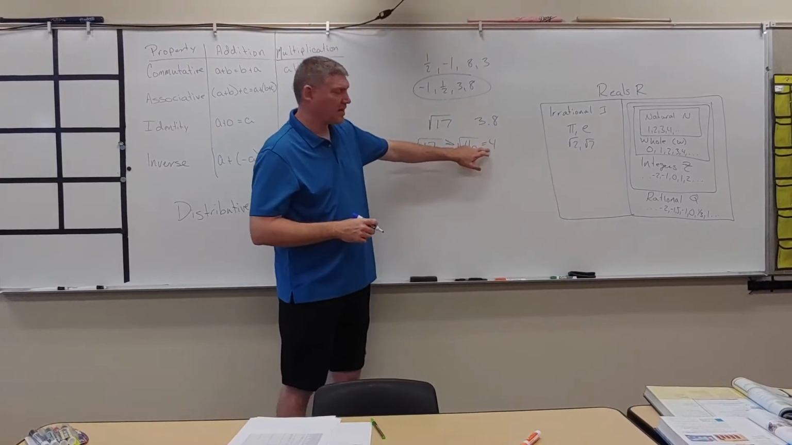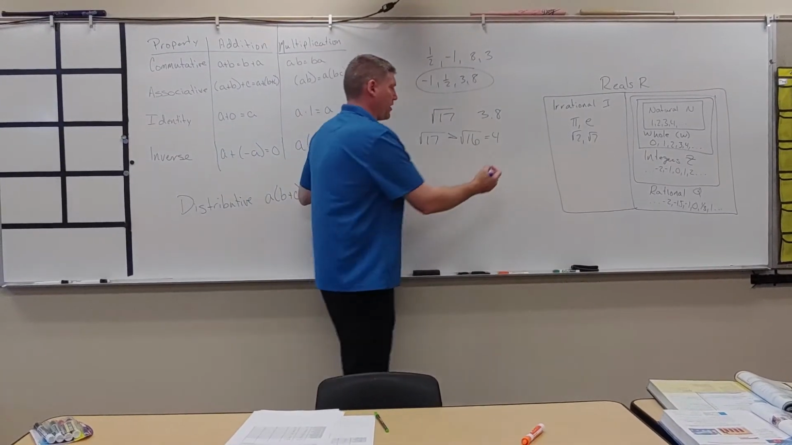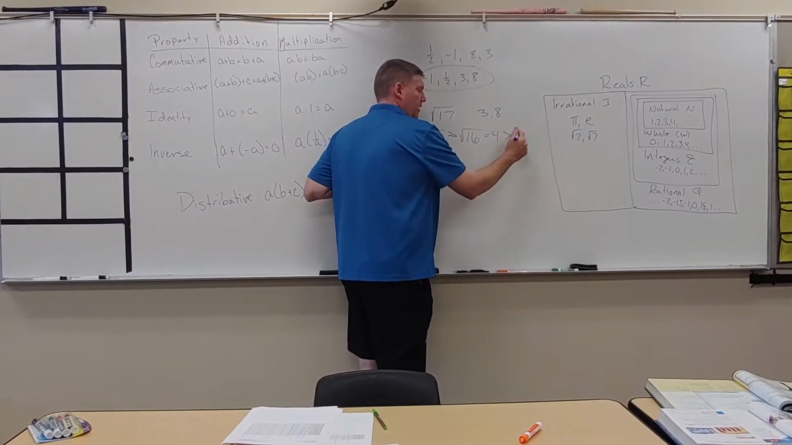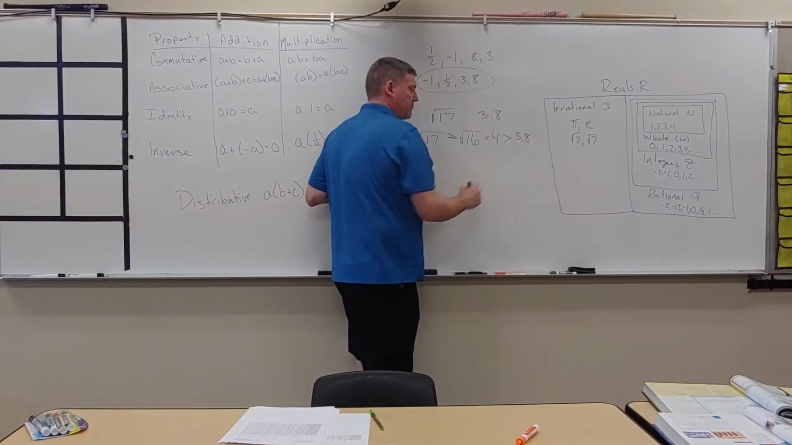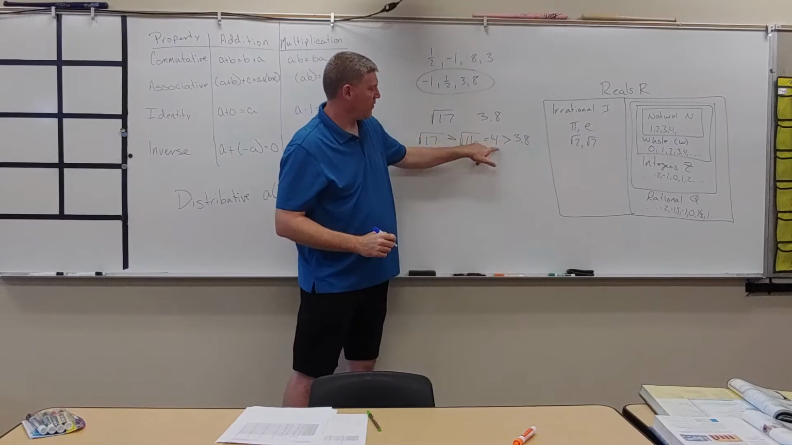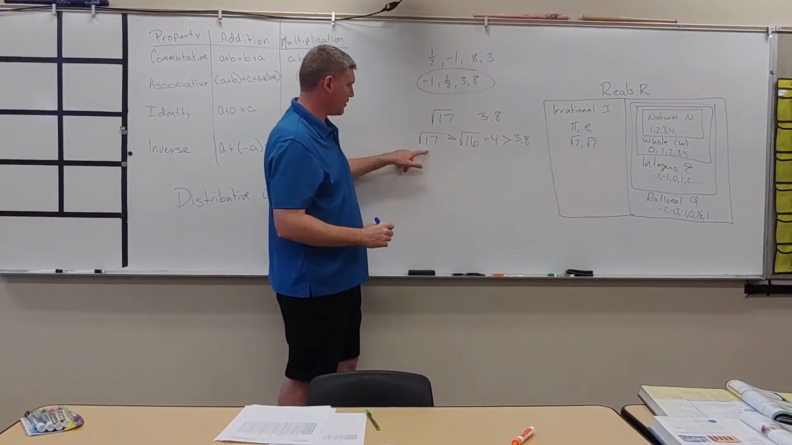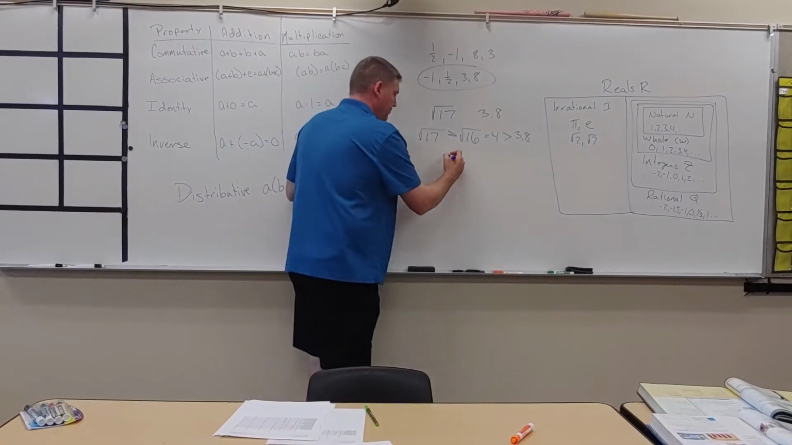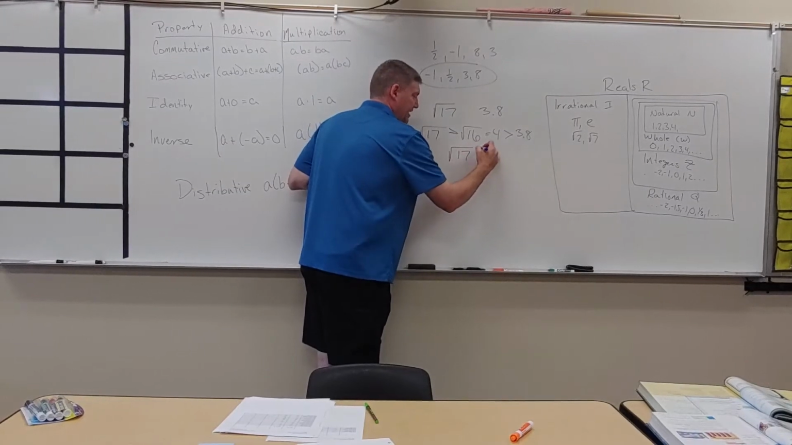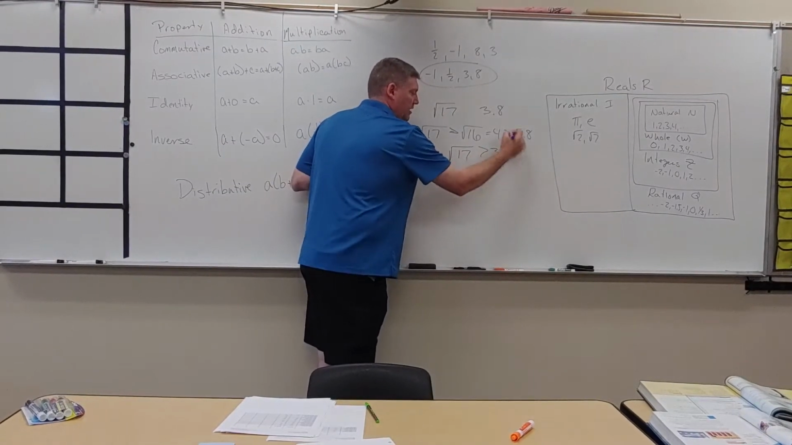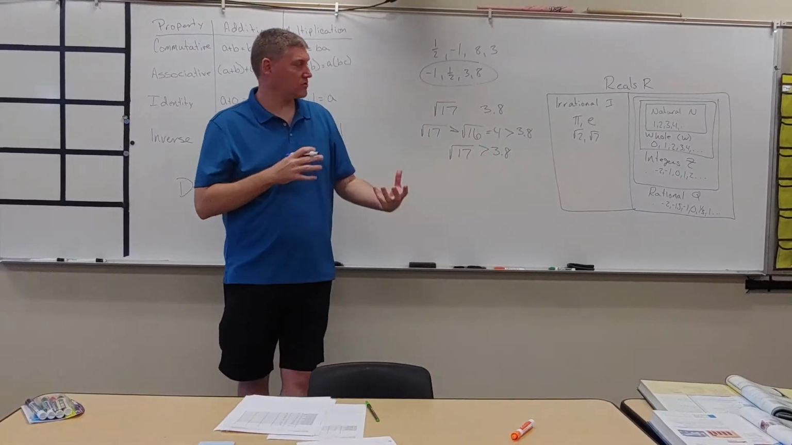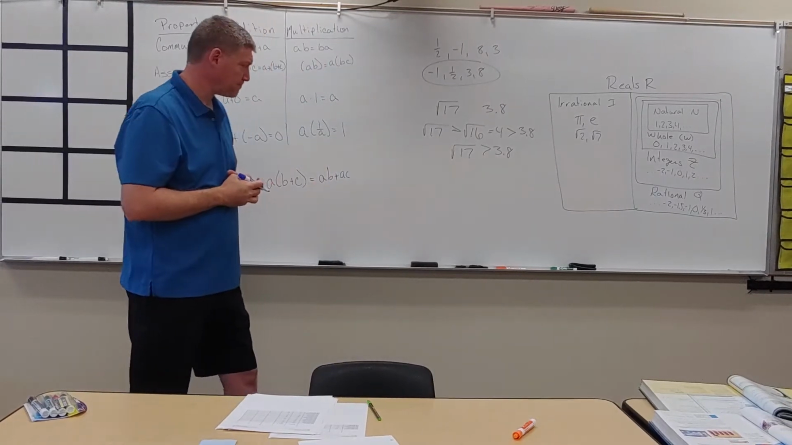And now I can take and compare this 4 to the 3.8. Well, I know that 4 is greater than 3.8. So since 4 is greater than 3.8 and the square root of 17 is greater than 4, the square root of 17 has to be greater than 3.8. Okay, so it allows us to compare numbers.